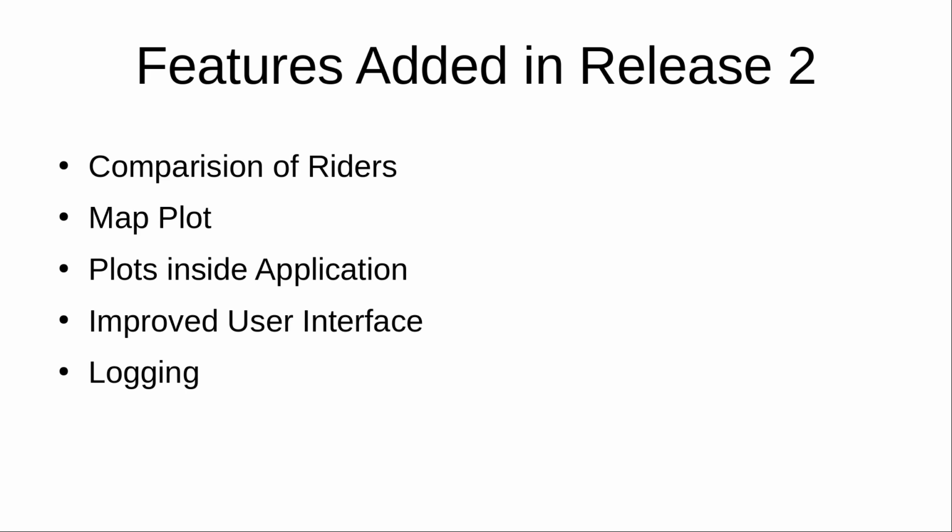The very first feature is comparison of riders. In release 1 you can only provide data of rider 1, but now you can provide another rider with which you want to compare your performance.